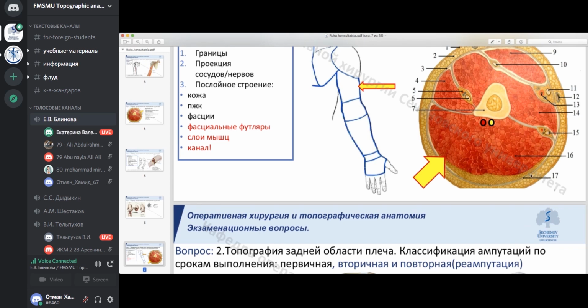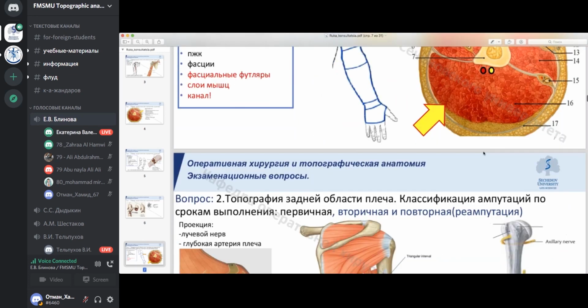After that, superficial fascia and proper fascia, which forms the posterior compartment. Posterior compartment includes the triceps brachii muscle. Triceps brachii muscle extends the upper limb at the elbow joint. This muscle is supplied by the radial nerve.